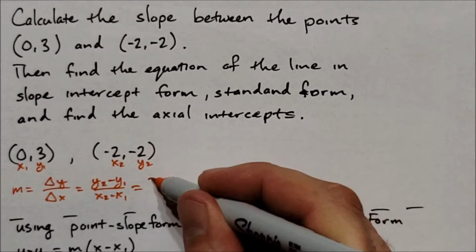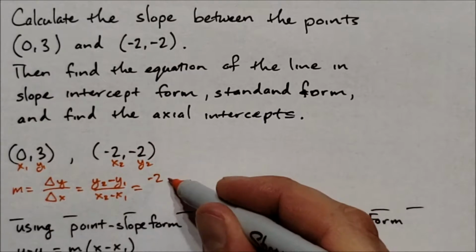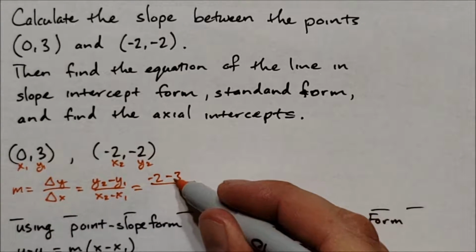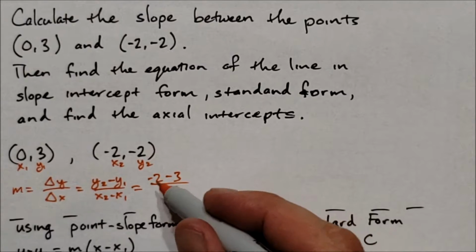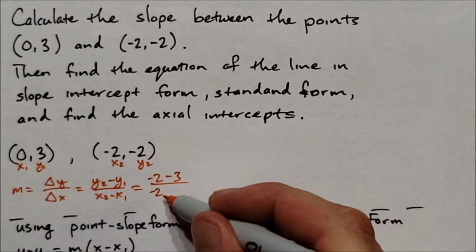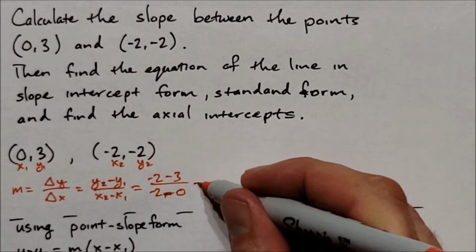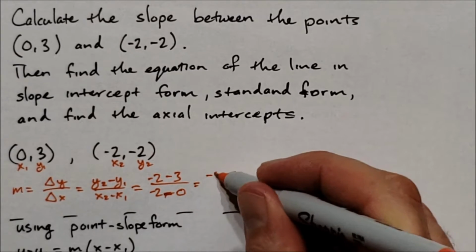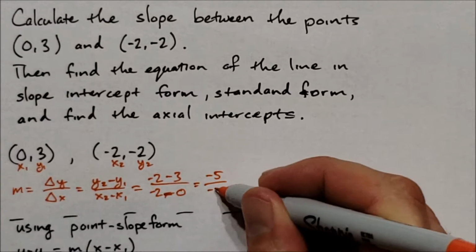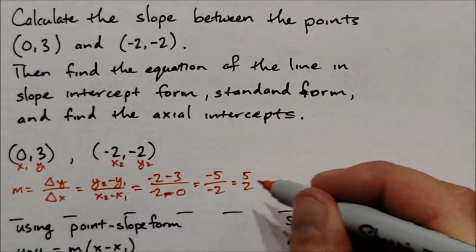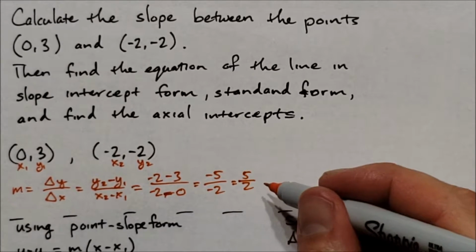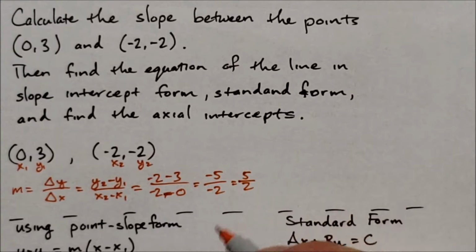y2 is -2, y1 is 3. That's a subtraction of the 3 from the -2. Then x2 is -2, and then we're going to subtract off 0. -2 minus 3 is -5, over -2, which is 5/2. So our slope is 5/2 at this point.